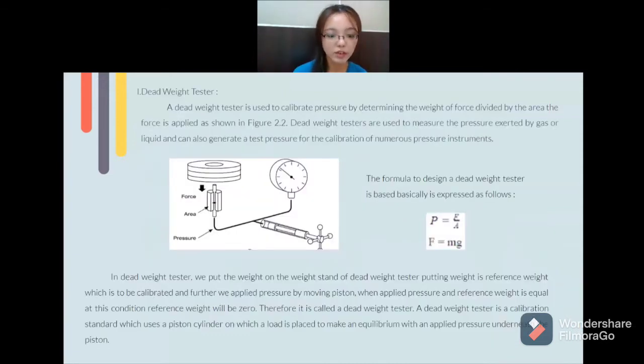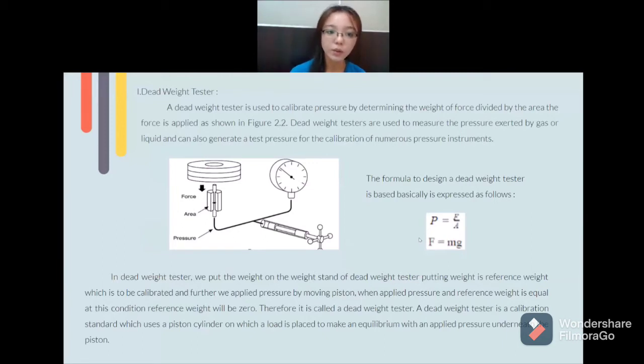Then this picture shows the dead weight tester. As we know, a dead weight tester is used to calibrate the pressure by determining the weight of force divided by the area the force is applied. Dead weight testers are used to measure the pressure exerted by the gas or liquid, and it can also generate a test pressure for the calibration of numerous pressure instruments. The formula to design a dead weight tester is pressure equals the force divided by the area, and the force is mass times the acceleration due to gravity.